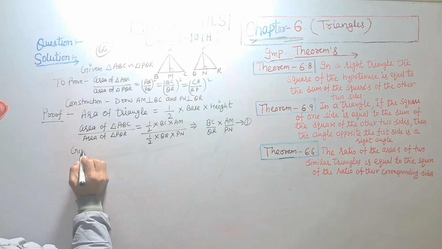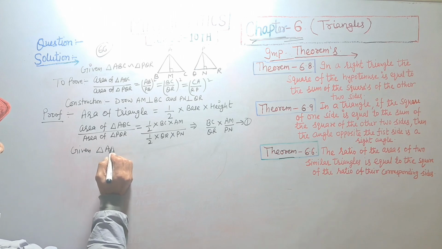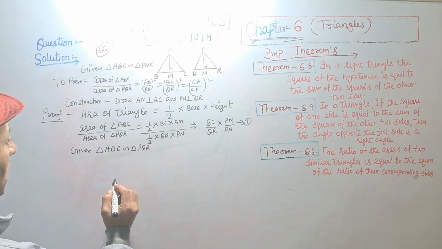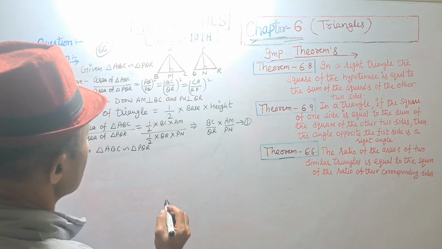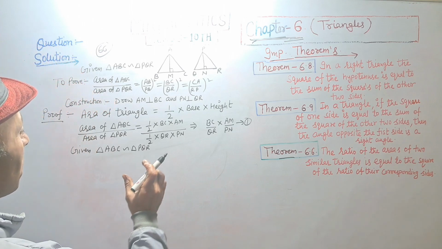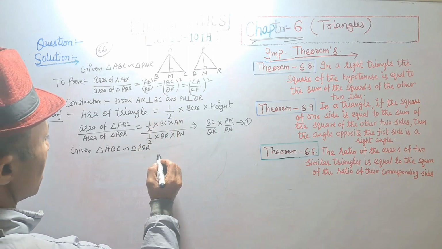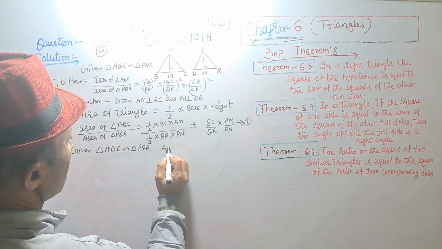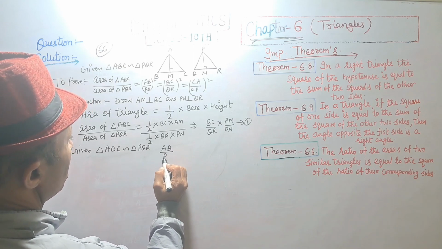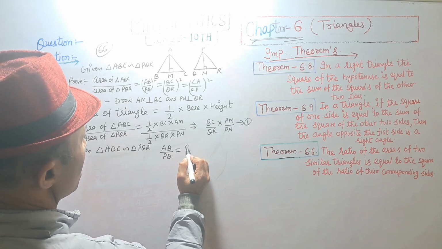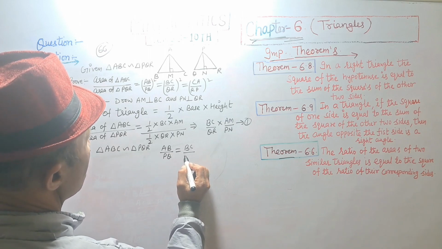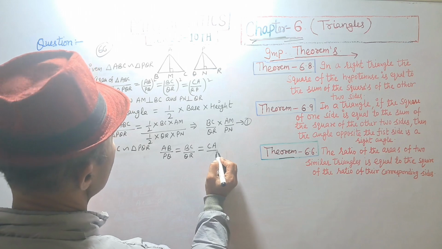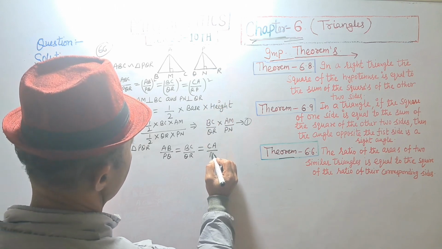And given triangle ABC is similar to triangle PQR, then sides are proportional: AB upon PQ is equal to BC upon QR is equal to CA upon RP.